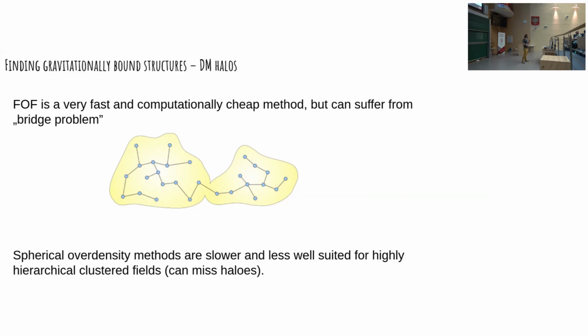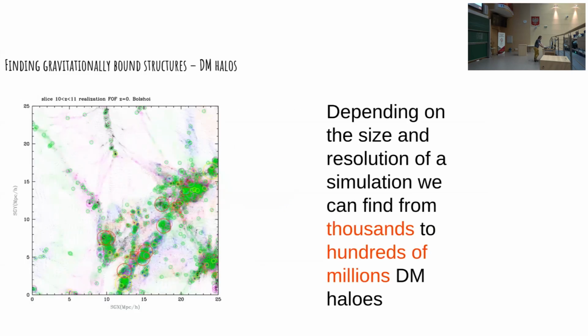So there are some conceptual problems with this, but it's a very cheap and very fast algorithm. That's why it's very, very prevalent. But it can miss errors as well. Now, depending on the resolution of the simulation, you can find from thousands to hundreds of thousands to millions of dark matter halos. Right? This is just a slice of some simulation, and different halo finders find different halos in different parts.